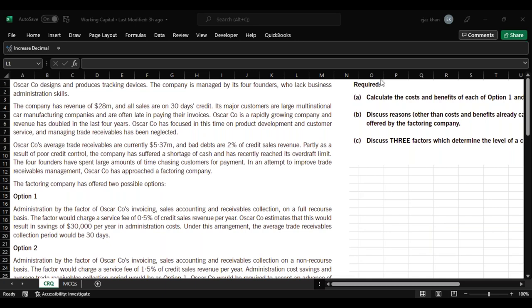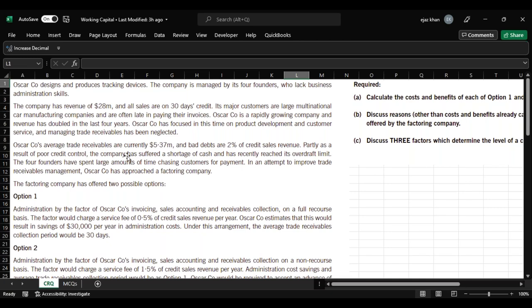Okay, let's start with the working capital now. Oscar Company designs and produces tracking devices. The company is managed by its four founders who lack business administration skills. The company has a revenue of $28 million and all sales are on 30 days credit. Its major customers are large multinational car manufacturing companies and are often late in paying their invoices. Oscar Company is a rapidly growing company and revenue has doubled in the last 4 years. Oscar Company has focused in this time on product development and customer services and managing trade receivable has been neglected.